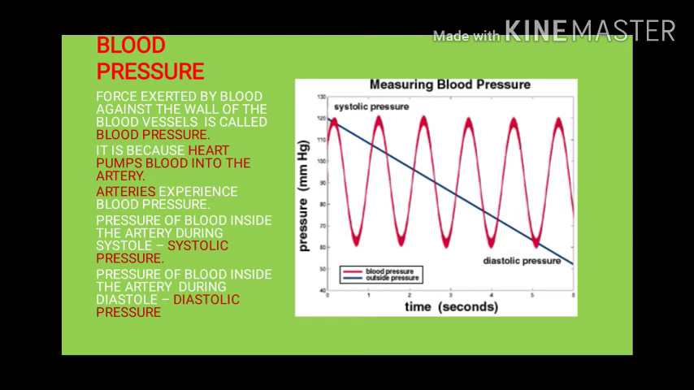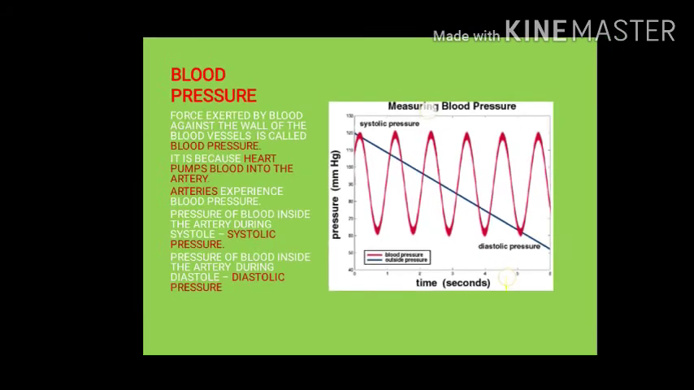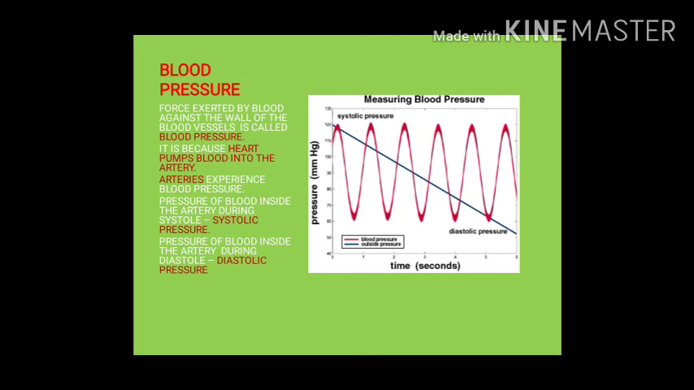Now if you take this graph which is showing how blood pressure is measured, you can see that at the high peaks it is written systolic pressure and at the low peak it is written diastolic pressure, because during systole the heart is working, it is contracting and more work is done, but during diastole the heart is relaxing.